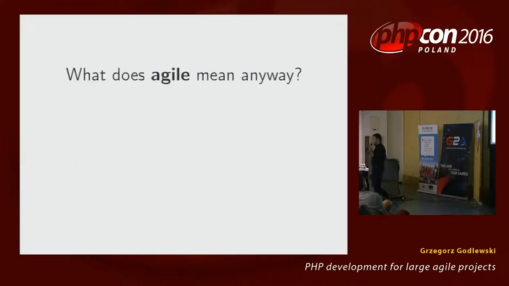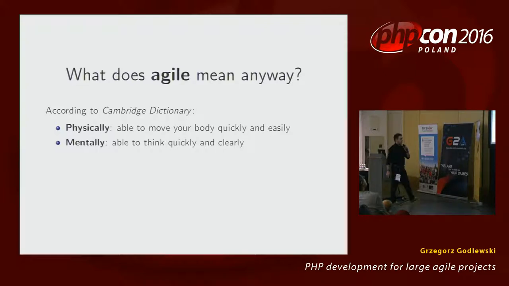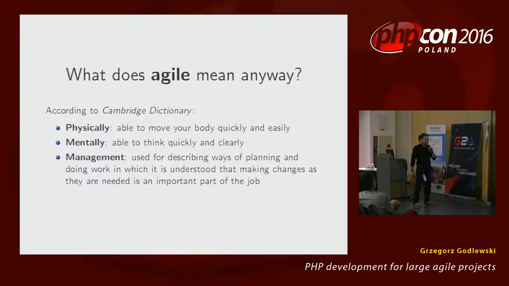Okay, so we have that buzzword, agile, right? Today you hear that really a lot. But let's dig into the Cambridge Dictionary definitions for the word. Physically, it means that you should be able to move your body quickly and easily, which means quick shifts of direction and simply being able to keep up with the pace. You're turning around, switching directions, but you do not lose your speed, your velocity. Second, mentally, it is to be able to think quickly and clearly, right? So it's not a fixed mindset. It's about being dynamic when it comes to problems. And finally, the management part, which is used for describing ways of planning and doing work in which it is understood that making changes as they are needed is an important part of the job. So that's the point where developers and programmers actually have the biggest problem.